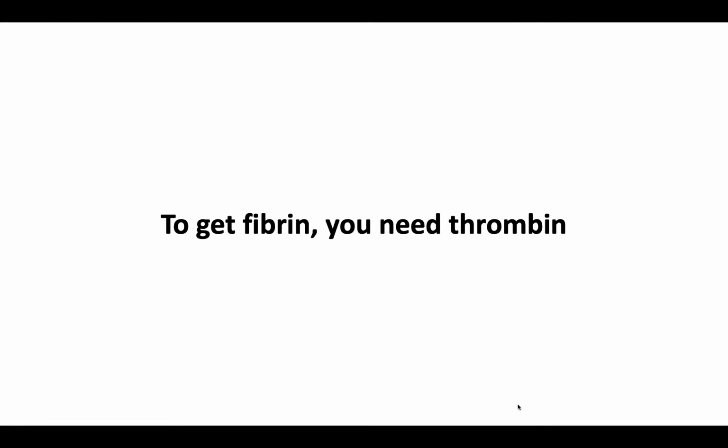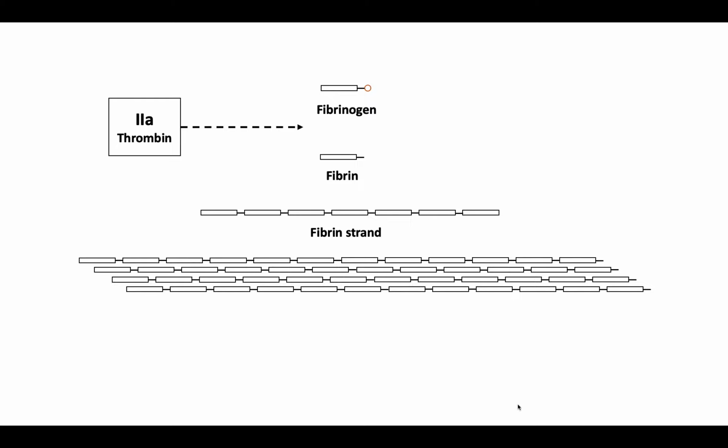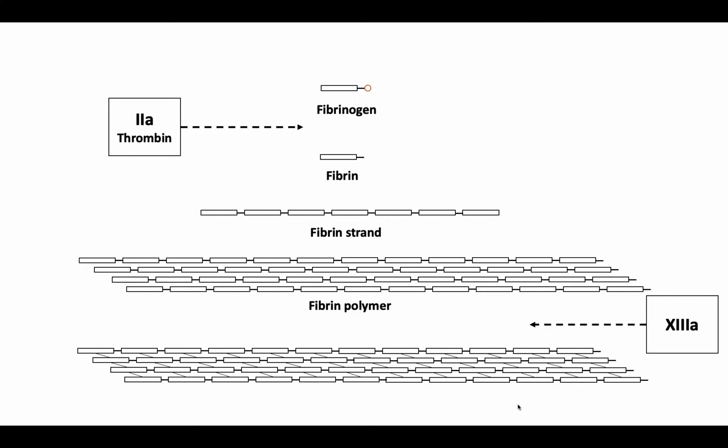Now we'll focus on the fact that to get fibrin, you need thrombin. So let's start with fibrinogen. Through the action of thrombin, you cleave fibrinogen to get a fibrin monomer. Fibrin monomers combine to form a fibrin strand. Fibrin strands combine to form a fibrin polymer. Fibrin polymers are acted upon by activated factor 13, which leads to cross-linked fibrin.